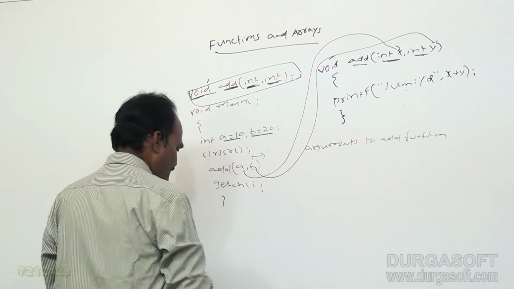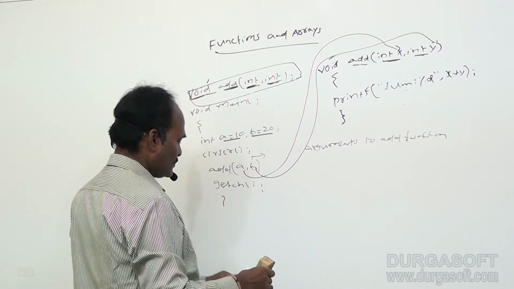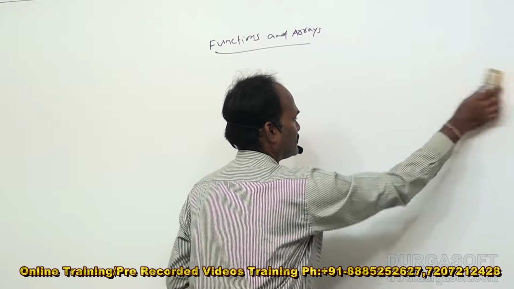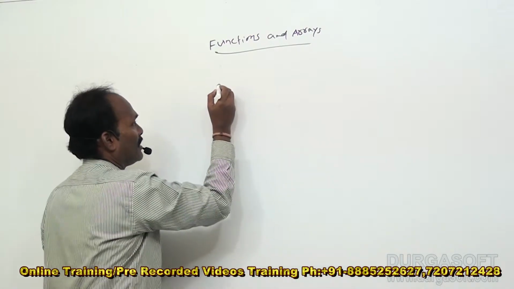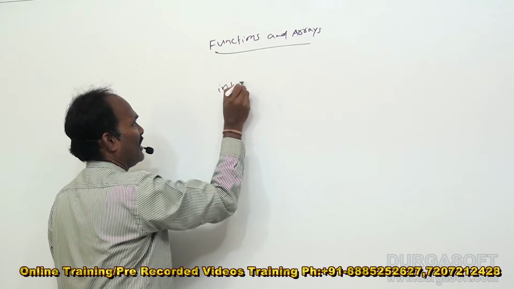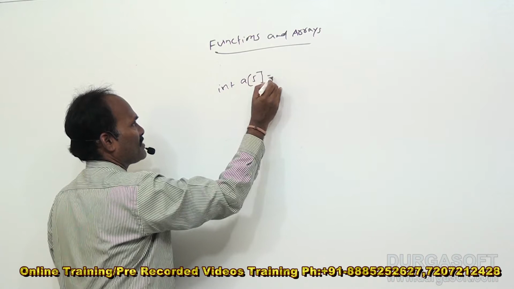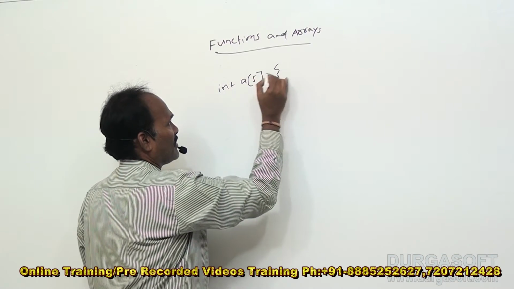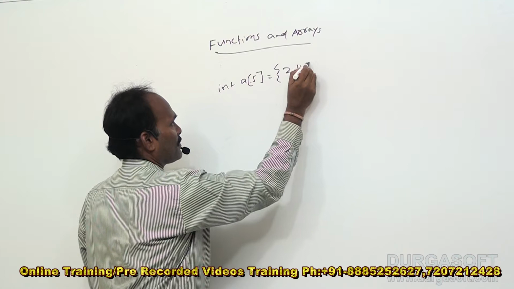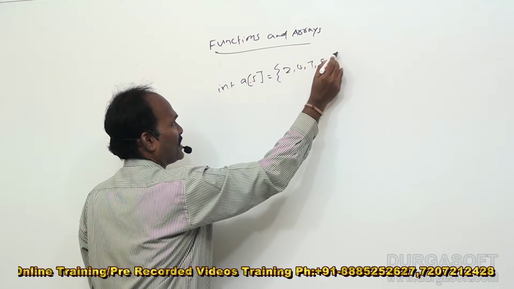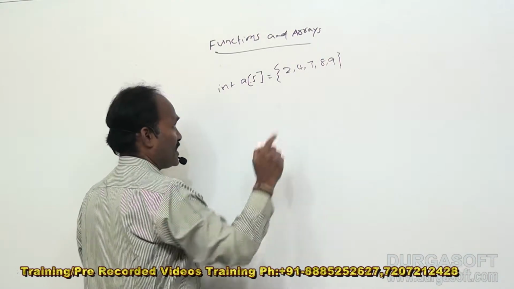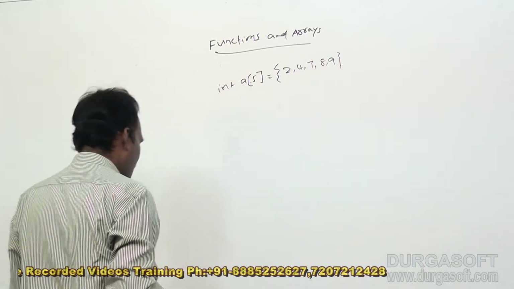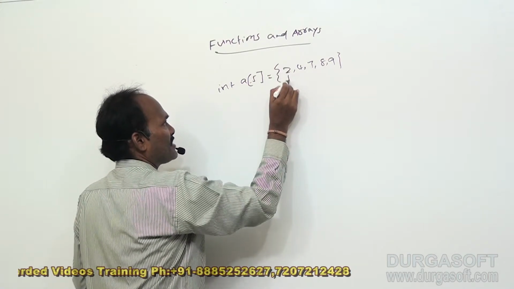Let us say I declare an array like this: integer a of 5. Integer a of 5 means how many elements can we accommodate here? 5 elements we can accommodate. So how to assign each and every element? Like a of 5 equal to 2, 4, 7, 8, 9. These are the 5 elements assigned to a single dimensional array. Now each and every element in the array will have a specific index number. So what is the index number? This is called a of 0.